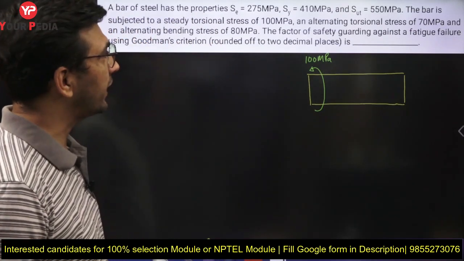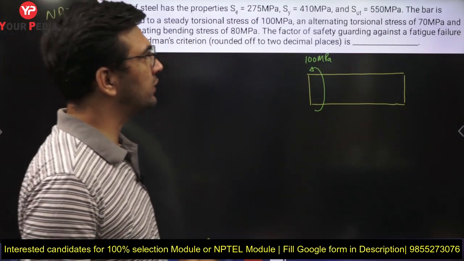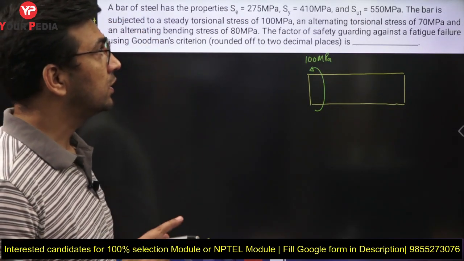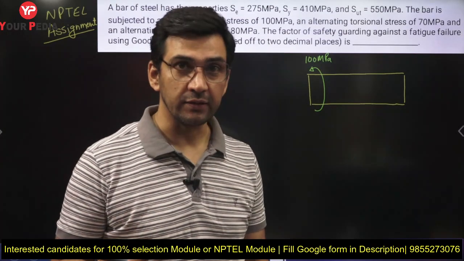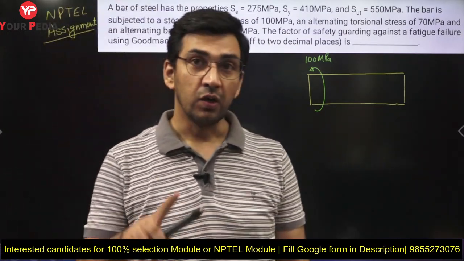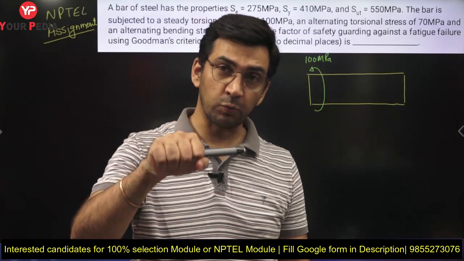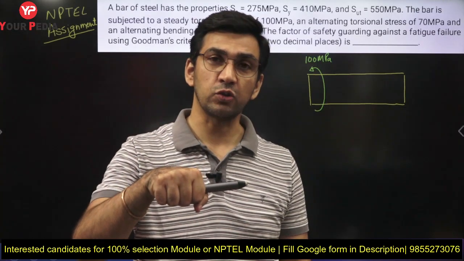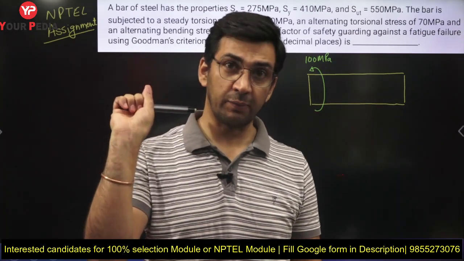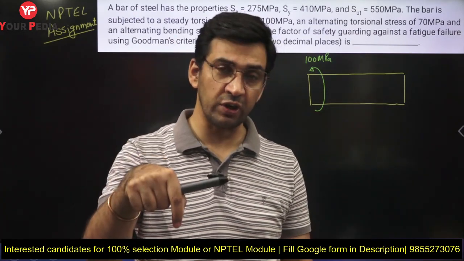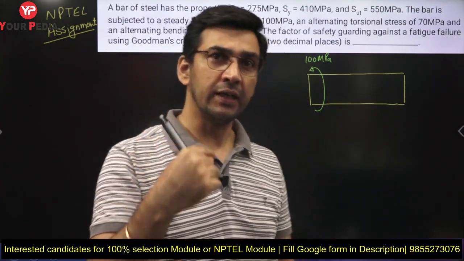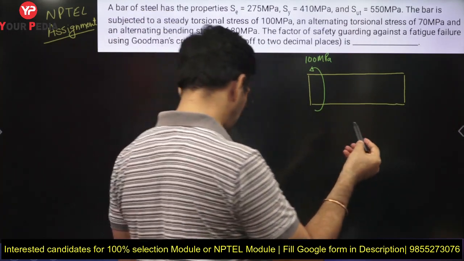In addition to it, he is saying an alternating torsional stress of 70 megapascal. That means he is applying a torsional shear stress which is fluctuating and varying. In one direction it goes up to 70 megapascal, and then he reverses the direction completely by 70 megapascal. If I take 70 positive in one direction, the same bar is subjected to minus 70 megapascal in the other direction, because sign convention is going to play a great role.